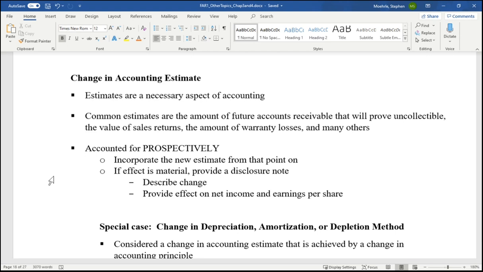Now, if that effect is material, we certainly will want to provide a disclosure note to describe the change and provide the effect on net income and earnings per share that the change had.